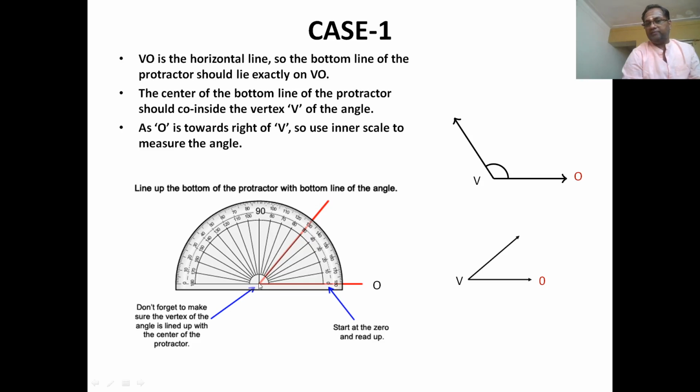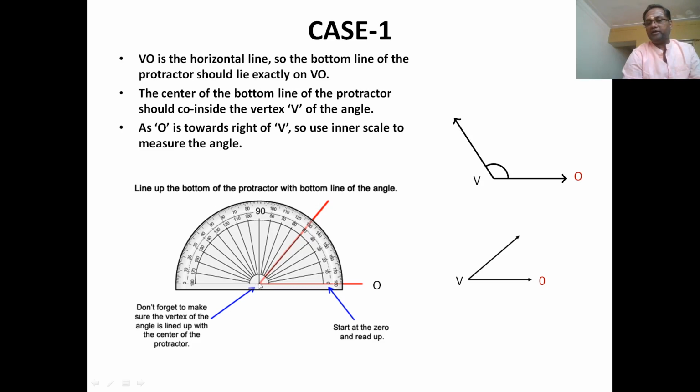You can see I have shown the angle with the red color. This is the bottom line. The bottom line of the protractor coincides with the ray VO. Now adjust V such that it coincides with the center point of the protractor, or you can adjust the protractor so that the center point on the bottom line of the protractor coincides with V.